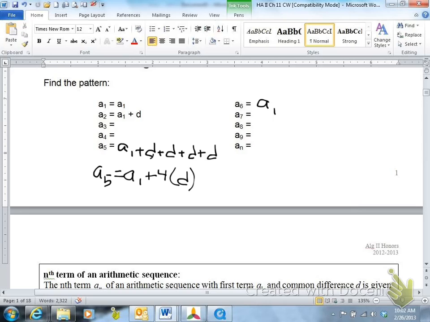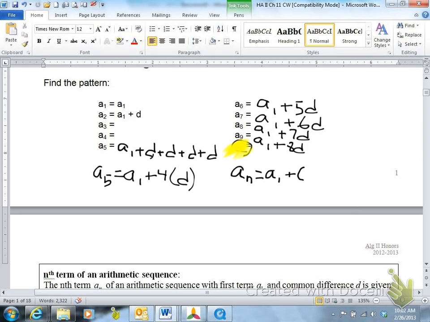So that means a sub 6 equals a sub 1 plus 5d's. A sub 7 equals a sub 1 plus 6d's. A sub 8 is a sub 1 plus 7d's. A sub 9 is a sub 1 plus 8d's. So now to the general formula. A sub n, that would be the first term, a sub 1, plus how many d's is the question. How many d's?